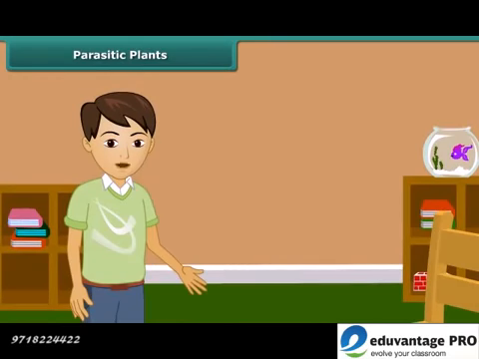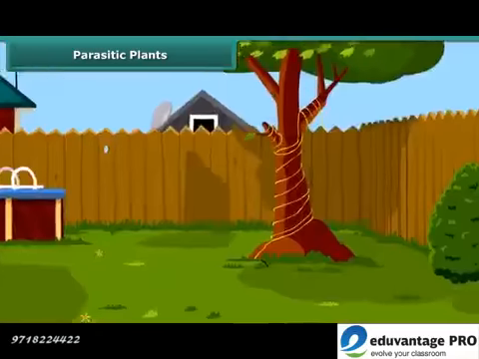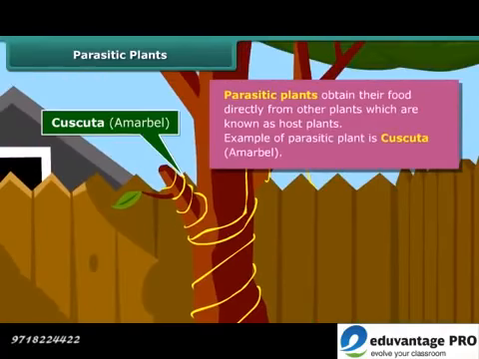Let's start with parasitic plants. The plants which obtain their food directly from other plants are known as parasitic plants, and those plants from which they obtain food are known as host. You might have seen Kaskata, Amarbale, nearby you, which is an example of a parasitic plant. It coils around the stem and branches as a yellow, tubular structure.